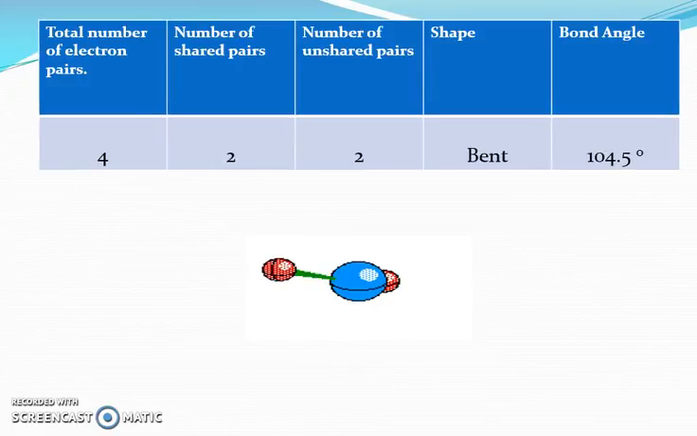So now again, if we have 4 pairs, 2 shared, 2 unshared, this is called bent. So this is when we have something that's more full, but again, it's still just 1 and it has 2 hanging from it, so 104.5 degrees is each bond angle.